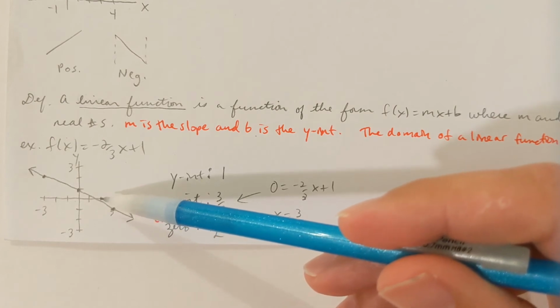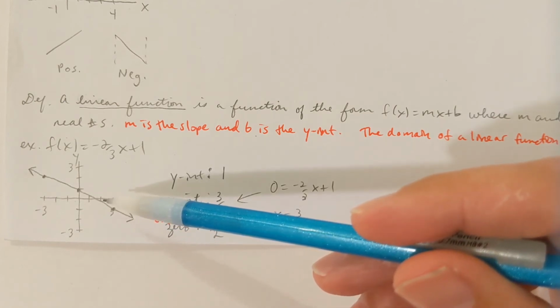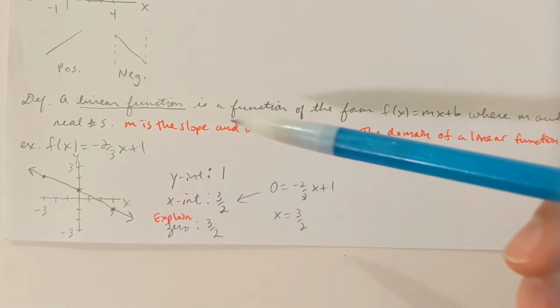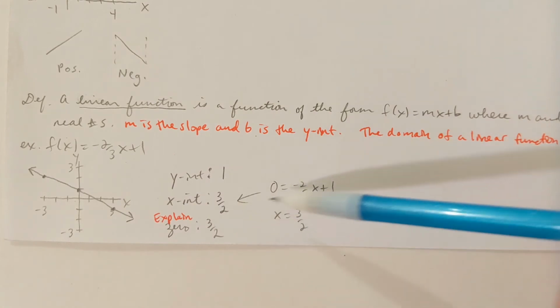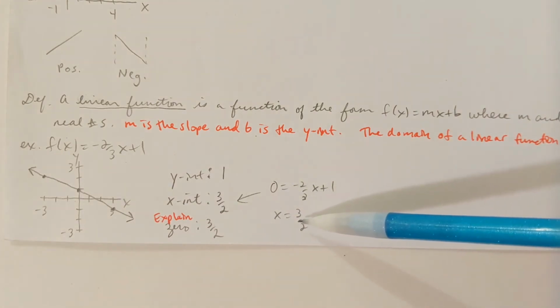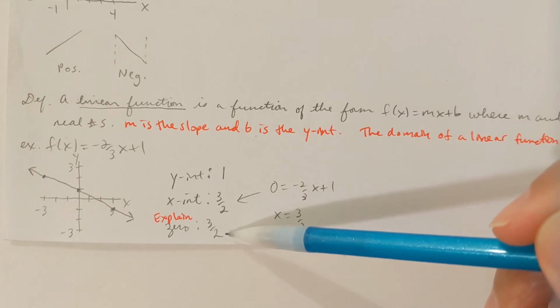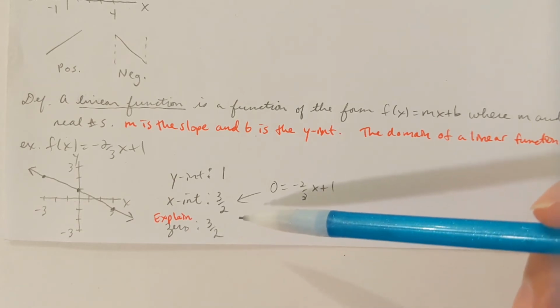Of course, I don't want to have the line cross at (1, 0) or (2, 0). The 0 is the same as the x-intercept, and that number is 3 halves. Okay?